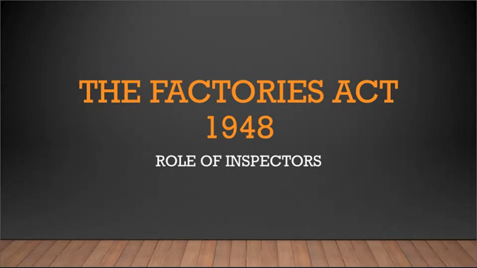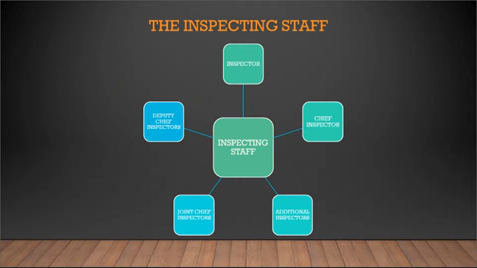This is the last video lecture under Factories Act 1948, which covers the role of the inspectors. Now, as you can see on your screen, the inspecting staff under the Factories Act consists of an inspector, chief inspector, additional inspectors, joint chief inspectors, and deputy chief inspectors.